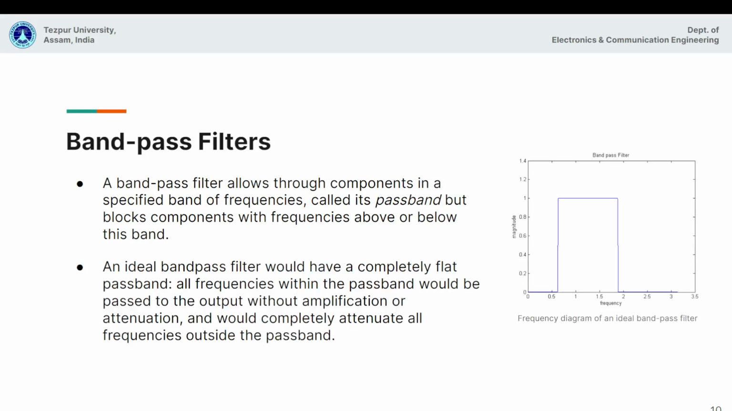Now here we have come to band pass filters. Band pass filters allow a specific band of frequencies to pass by eliminating the frequencies above and below. An ideal band pass filter has a completely flat pass band. You can have an idea from this graph.